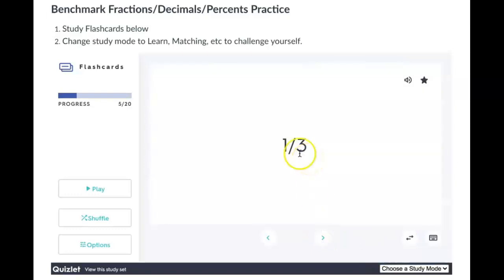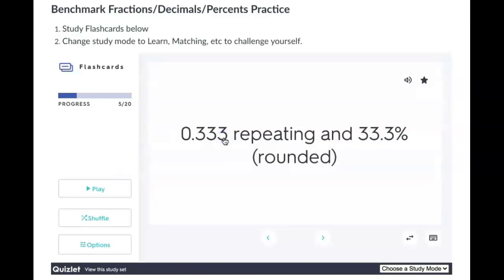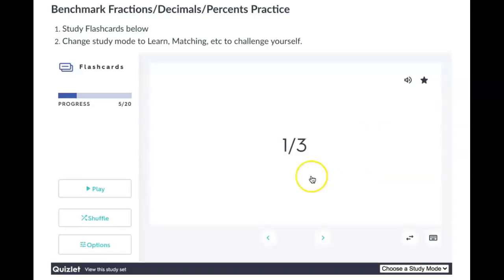What about 1/3? This is something that's supposed to be a benchmark fraction. Again, if you don't have this memorized, you need to stop and divide the number 1 by the number 3. Go ahead and do that for me, please. That is going to be 0.3333 repeating, and when we multiply that by 100, it's 33 3/10%. That's something we need to memorize.